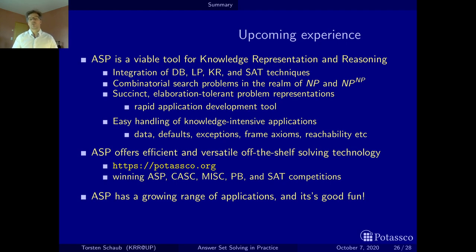So last but not least, just to finish the bullet here, you get an easy handling of knowledge-intense application. I think this is another unique selling point of ASP. For knowledge-intense application, you can model data, defaults, exceptions, frame axioms. Remember that the frame axioms are the ones that tell you how you go from one state in the world executing an action and how the next state looks like. And this, exceptions and defaults, has all to do with how to deal with incomplete information. How do I fill it? How do I take defaults to fill in the information? How do I deal with exceptions and so on and so forth?